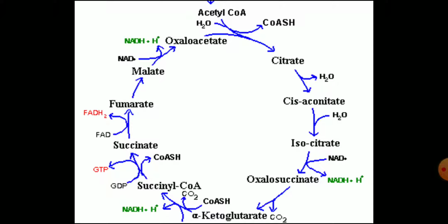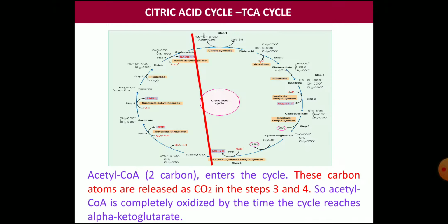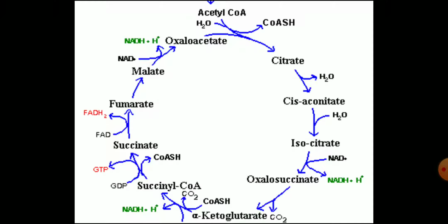And the steps where the carbon dioxide is released: the isocitrate dehydrogenase step is the first one. Then alpha ketoglutarate dehydrogenase is the second step. Then the succinate dehydrogenase step, where again one inhibitor is acting, malonate. Malonate, you have studied, is the competitive inhibitor of succinate dehydrogenase, where succinate is converted to fumarate. That also you have to mention.